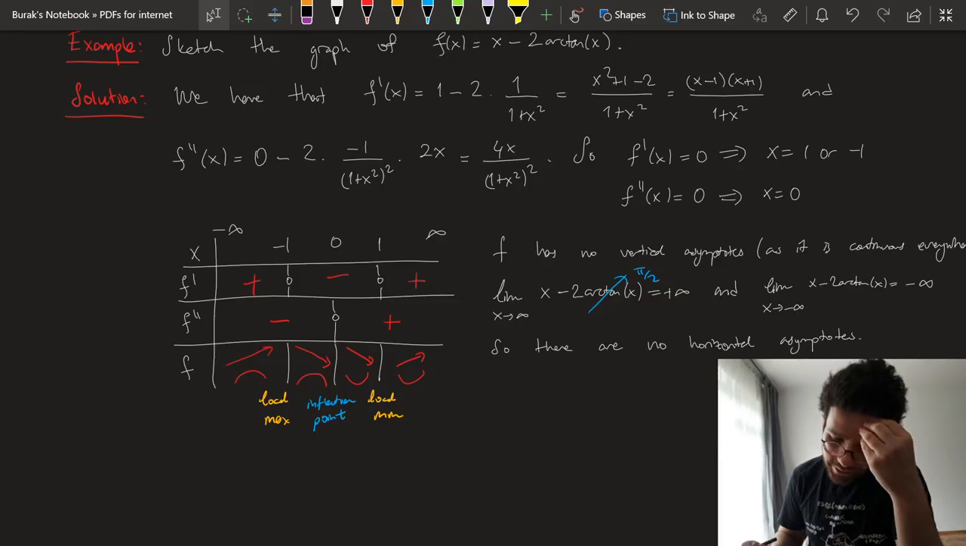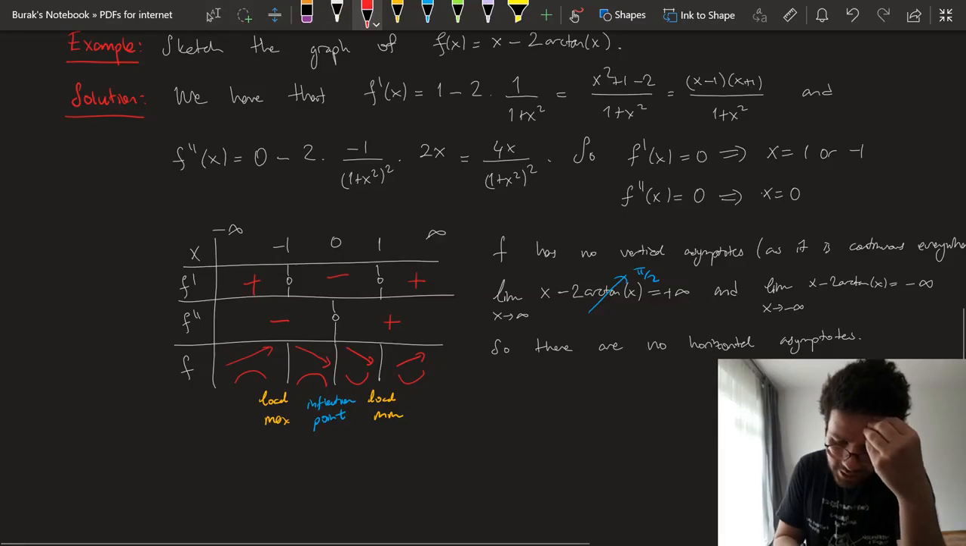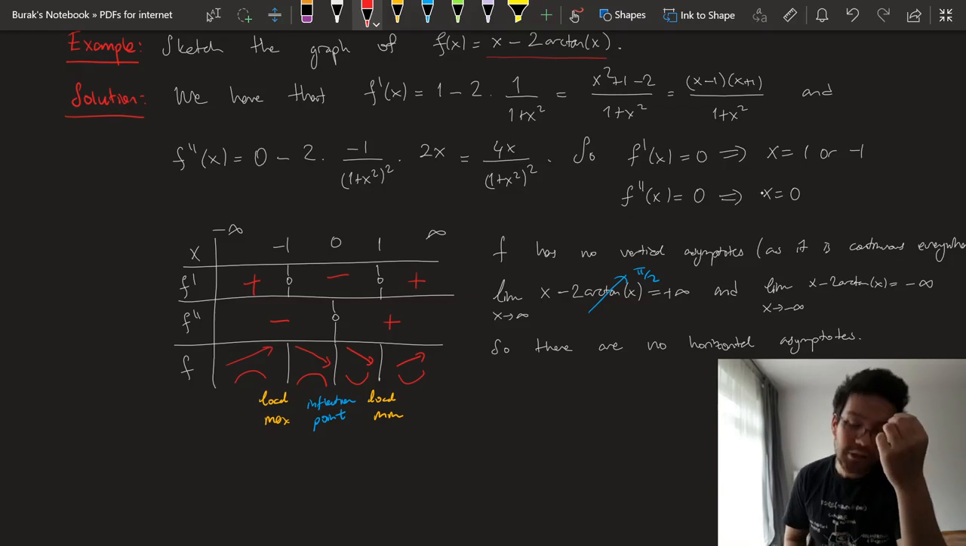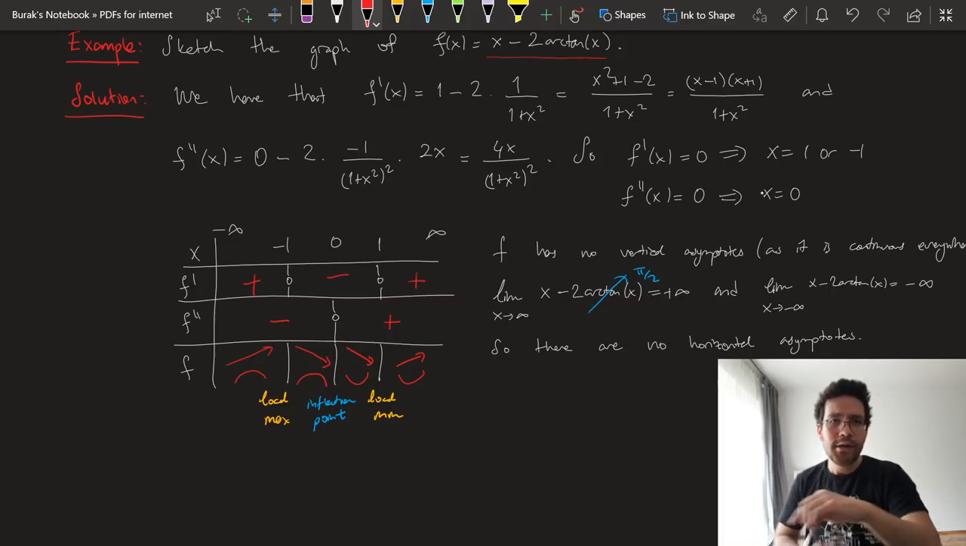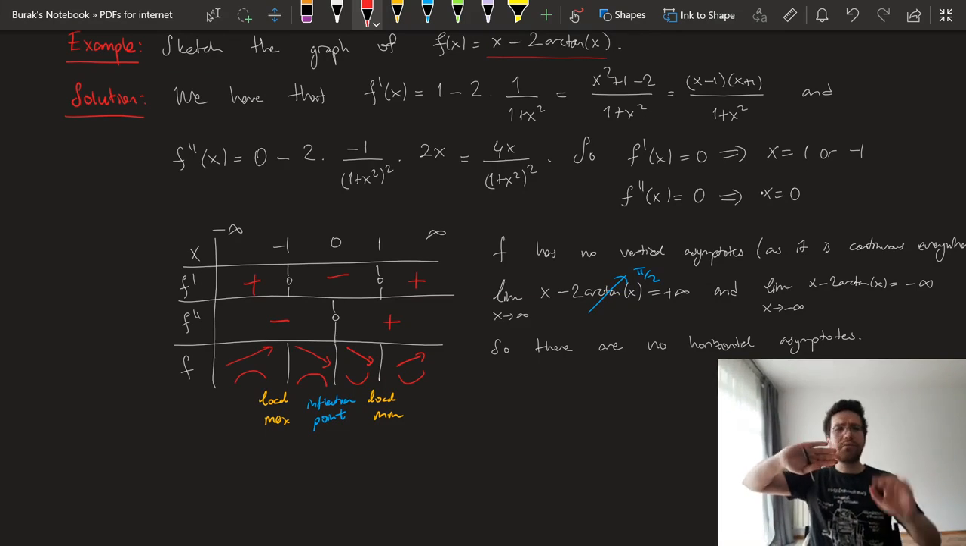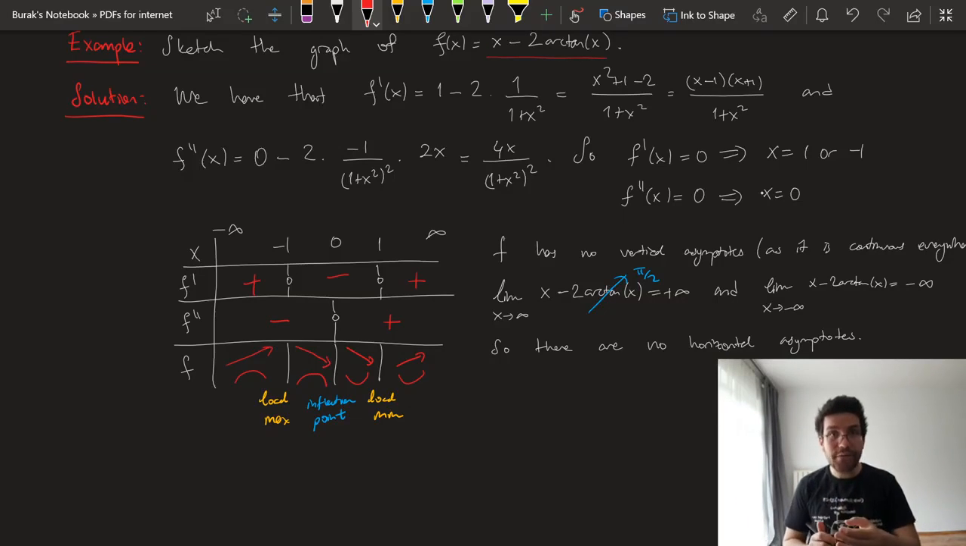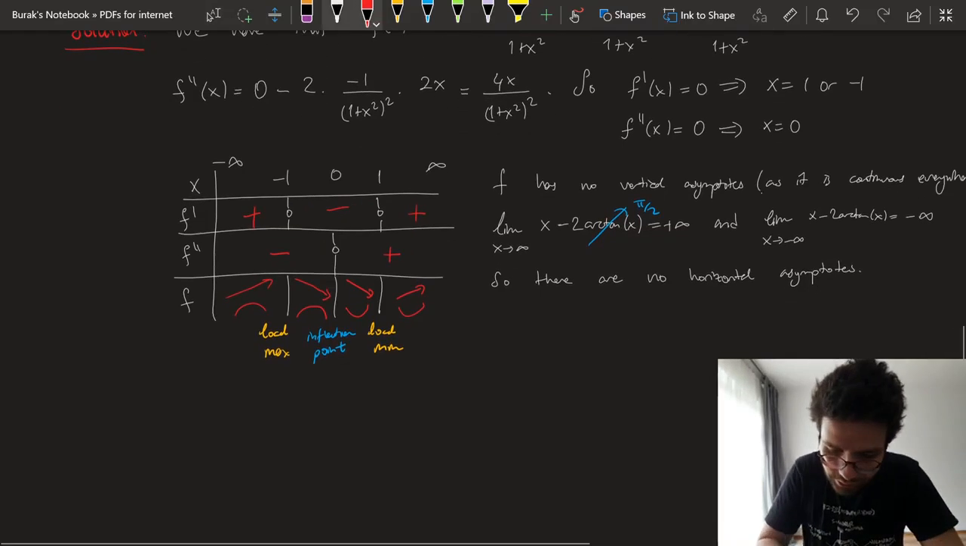What do I mean by this? Let's look at this function, x minus 2 arctangent of x. What's happening to the second term when x tends to infinity? Arctangent of x goes to pi over 2, so 2 times that goes to pi. So the second term goes to pi. The first term is just x. So in the long run, I'm guessing that this function is going to look like x minus pi, which is a linear function. So let me check that.